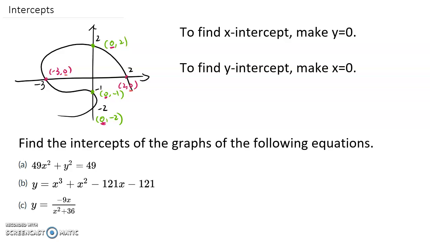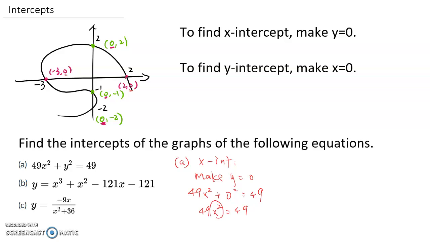We want to find the intercepts of the graphs of the following equations. Okay, let's start from A. We know to find the X-intercept, you want to make Y equal to 0. So I will start from the X-intercept first. That means I will have 49x squared plus 0 squared equals 49. So I will have 49x squared equals 49.